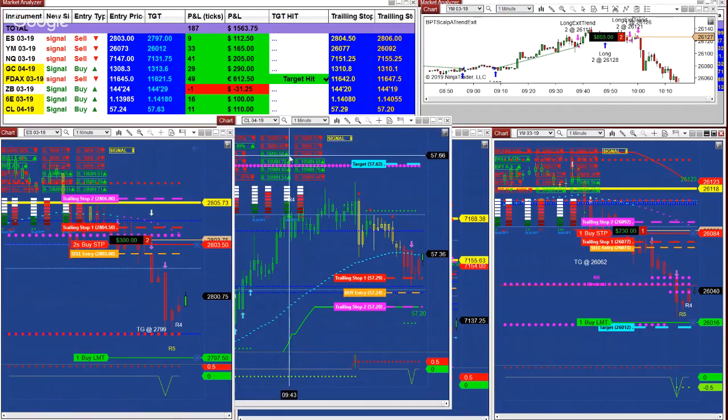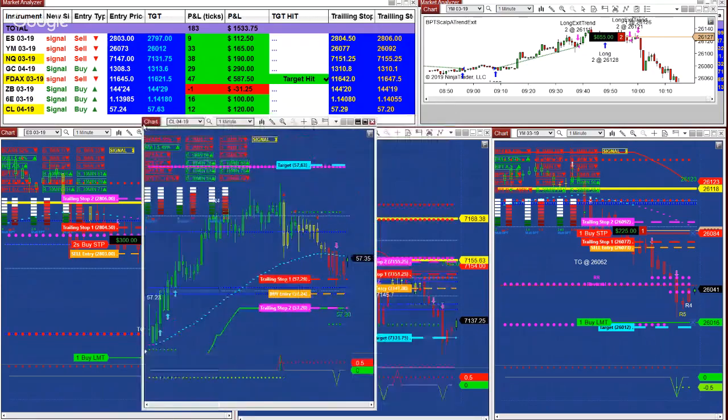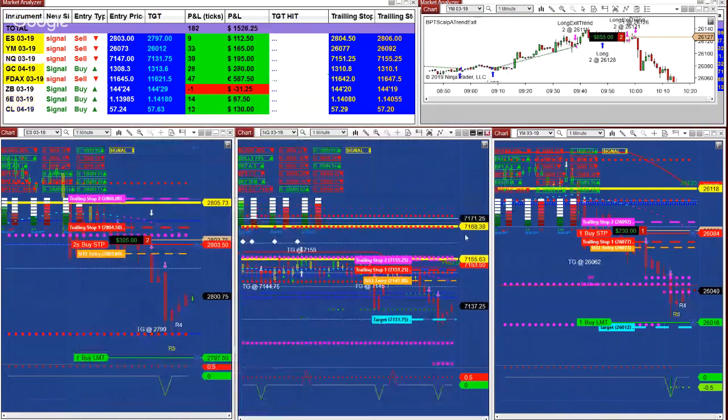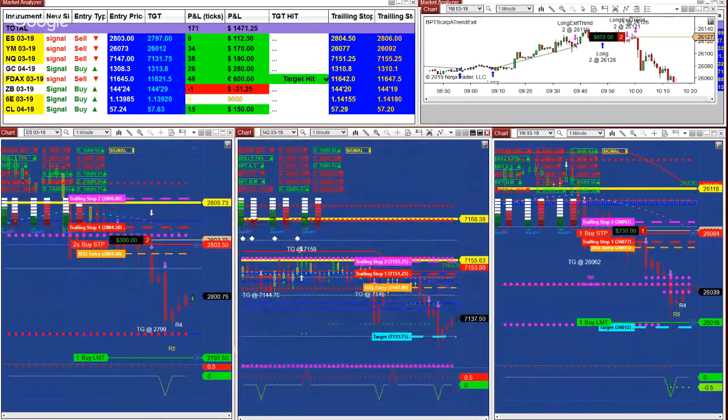Let's look at the NASDAQ. We also called the trade on the NASDAQ. The NASDAQ has already hit the target. It's done. It's over. It hit the target and the market started kicking back. There is nothing here on this NASDAQ to deal with, and it is over for the NASDAQ.